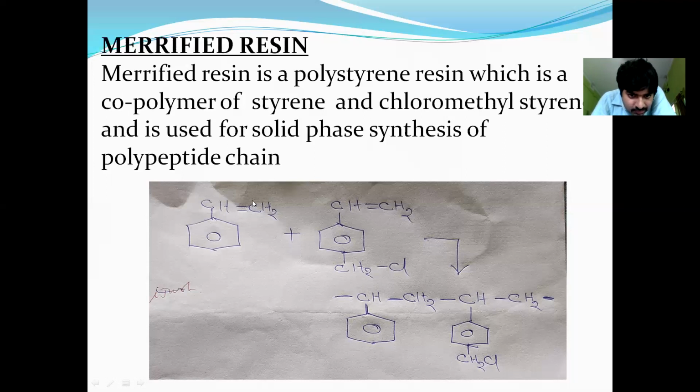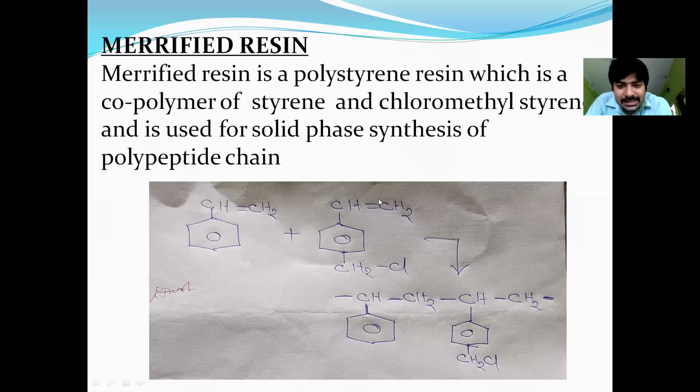Just see. This carbon is linked to this carbon. These double bonds will become single bonds. Just see, CH single bond CH2. This carbon is linked to this carbon by a single bond.